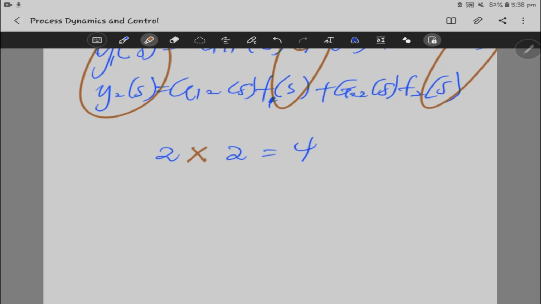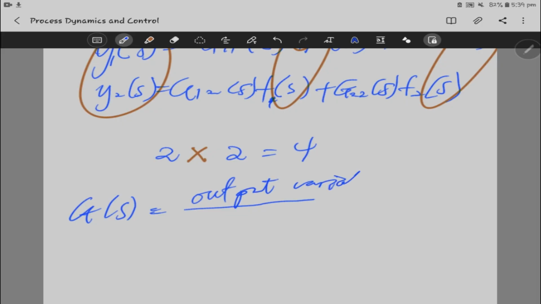We've also seen that in this system the transfer functions are generally of this form. Let's write it this way: it's a ratio of the output variables and the input variables.